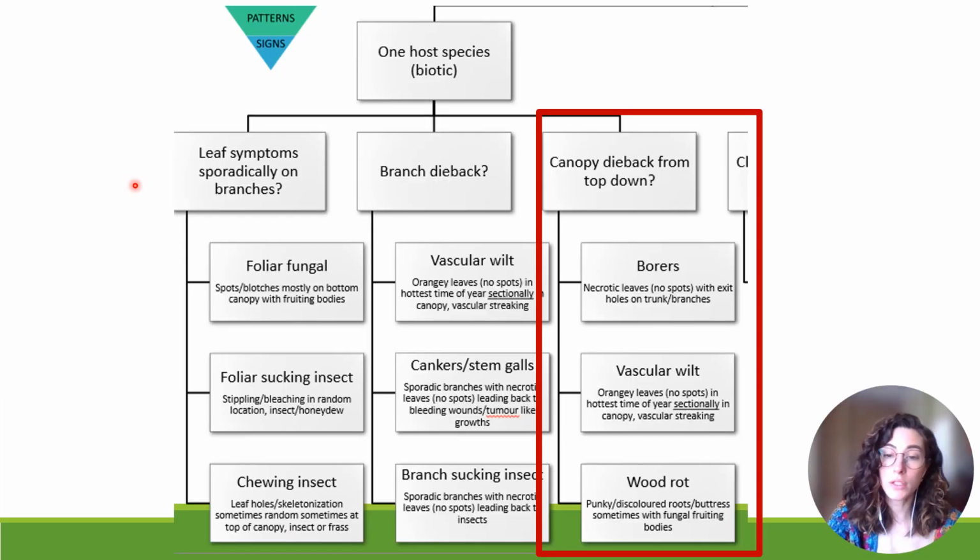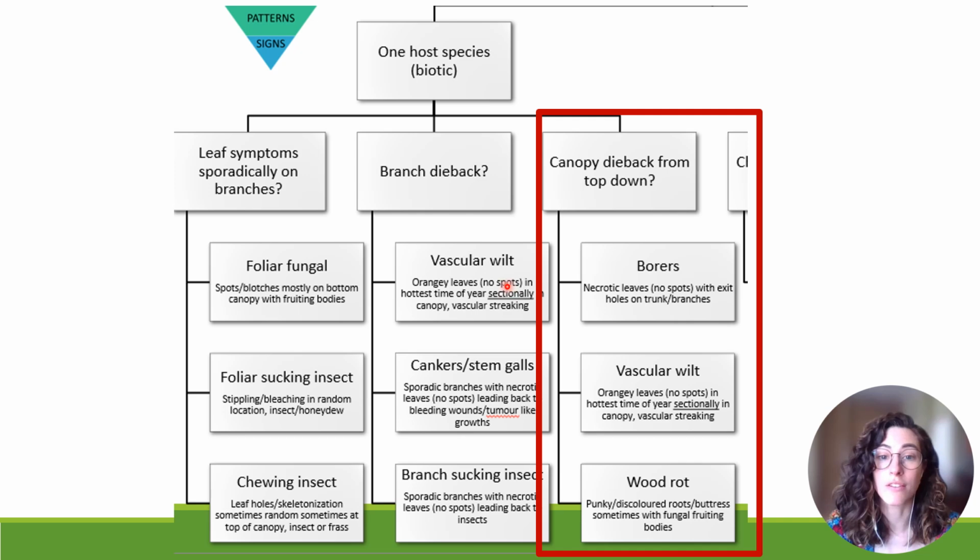Okay, so we looked at our patterns on our one host that's having the issues. Leaf symptoms sporadically, branch dieback where the whole branch is going down. Now let's talk about what happens when the whole tree goes down. And this is a little bit tricky between the two because sometimes the difference between these is time, meaning it can start as branch dieback and then quickly progress to full canopy dieback.